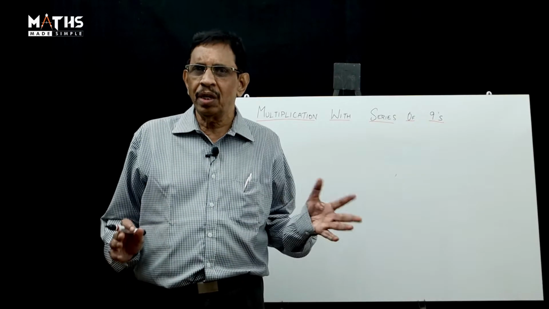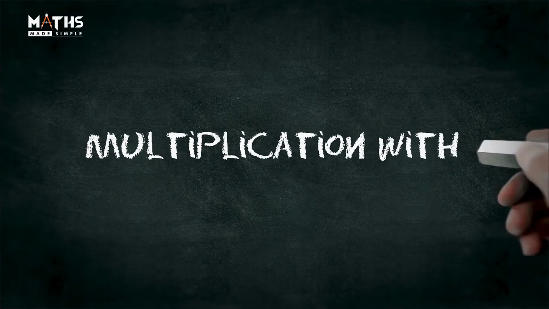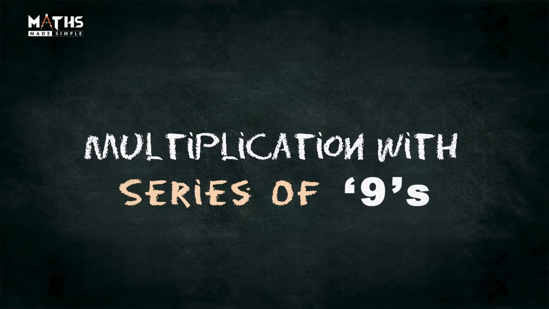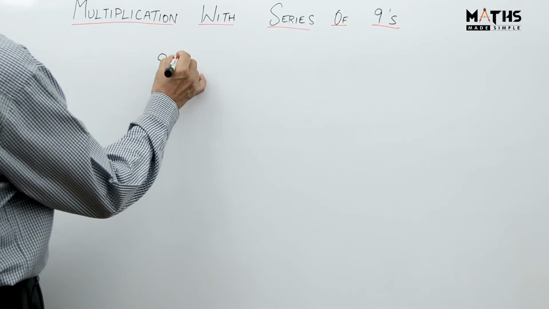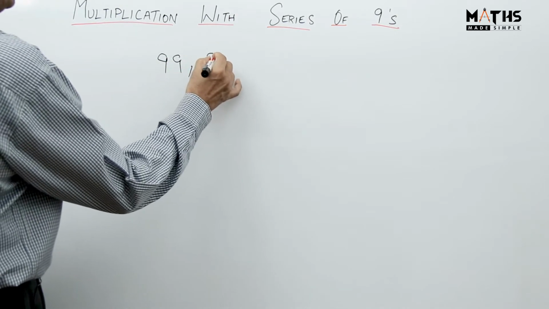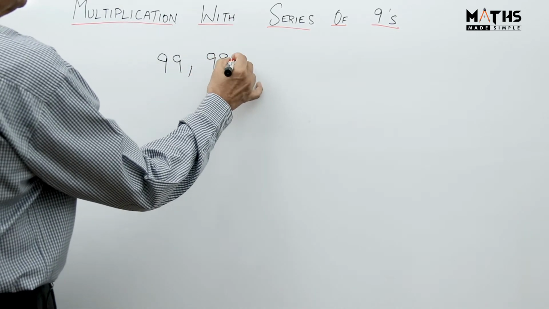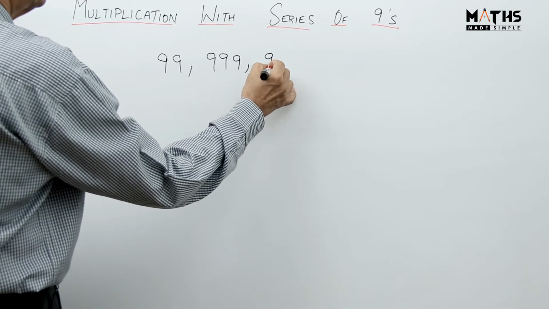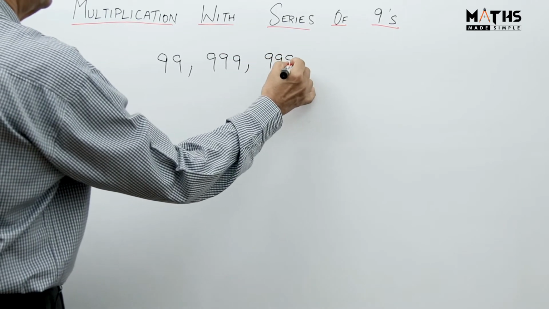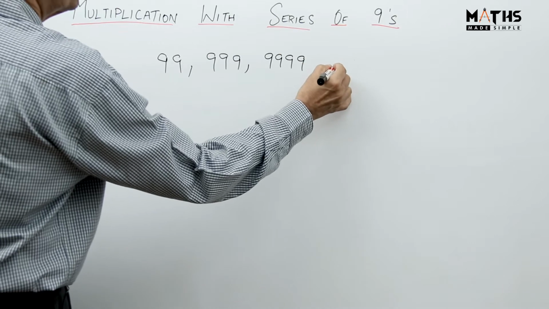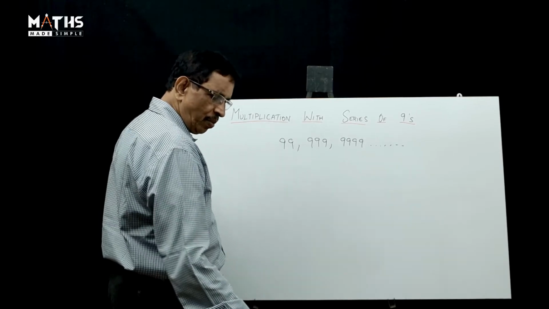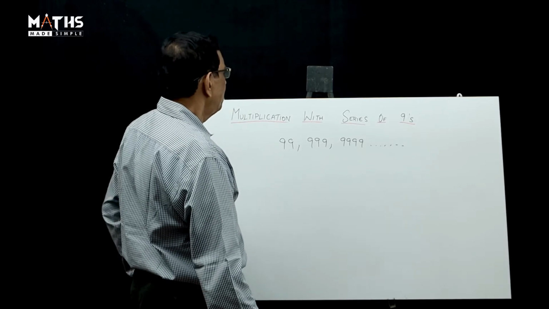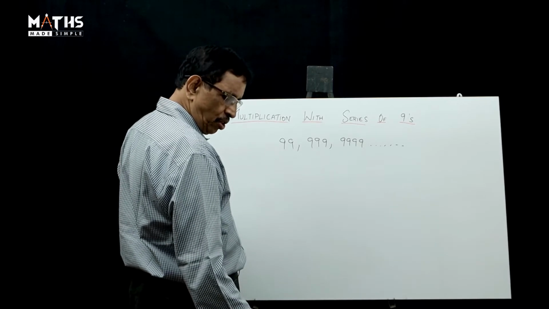Today we are going to learn about multiplication with a series of 9. Multiplication with numbers like 99, 999, 9999, and so on, continuously it goes like this. We are going to see how exactly multiplication of a series of 9 works out.